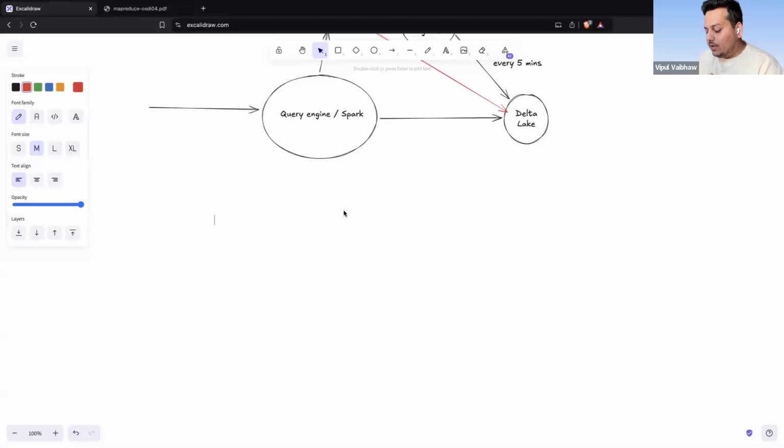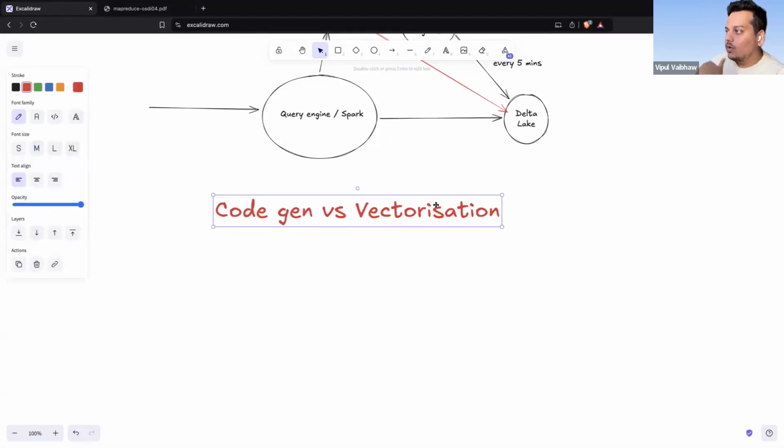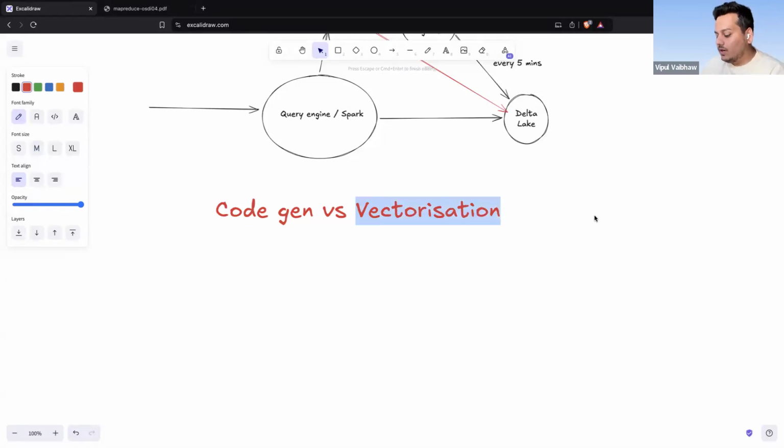The third optimization is going to be code gen versus SIMD, vectorization. This is interesting. However you want to write vectorization, let me just remove this and write SIMD.